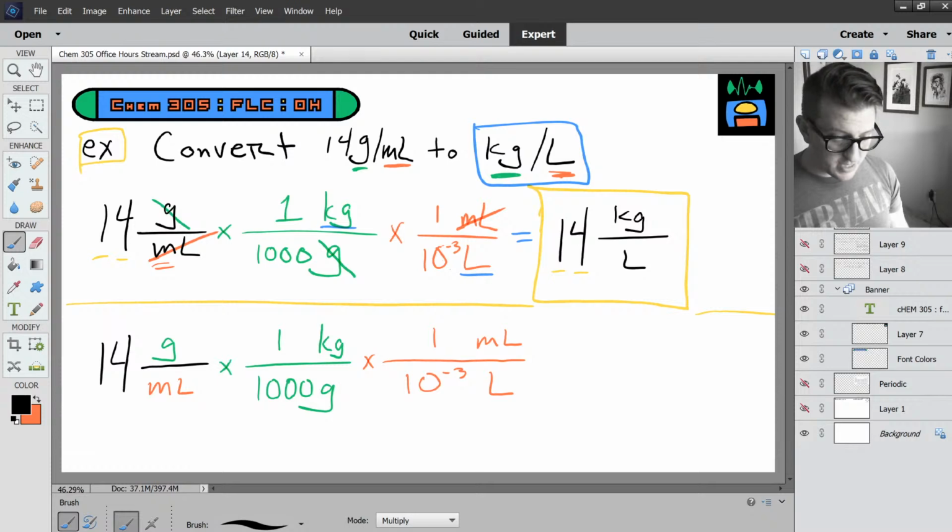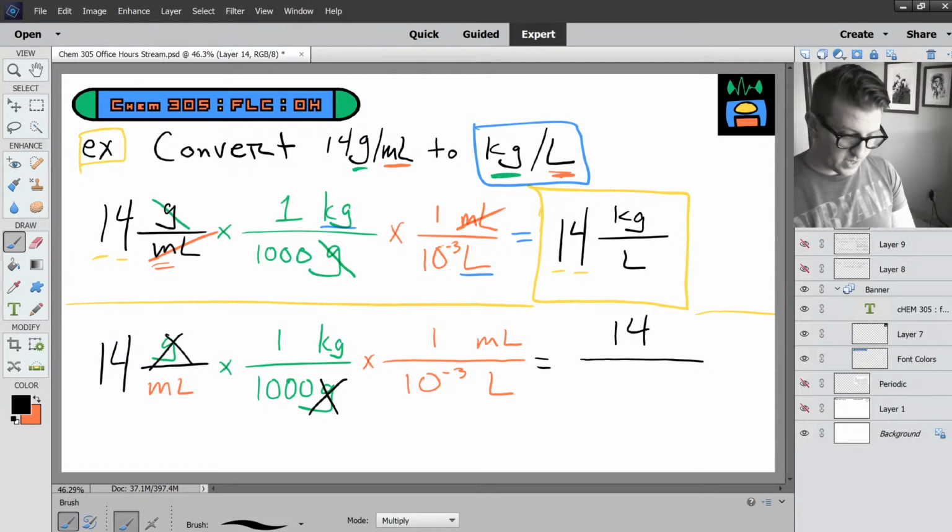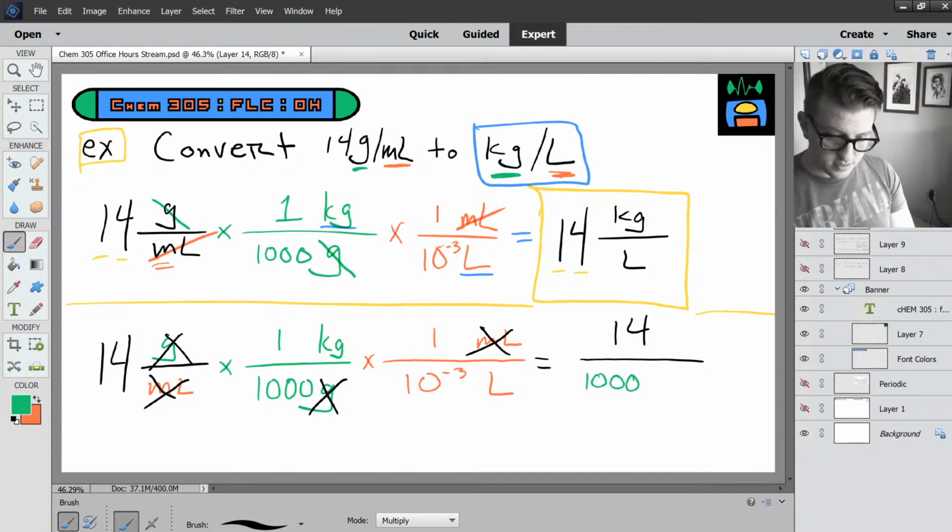Now, when you multiply this all together, this is literally 14, our only thing in the numerator. That's not a unit, right? Units wise, we've got kilograms in the numerator, liters in the denominator. But then numerically in the denominator, you have 1,000 times 10 to the negative 3.